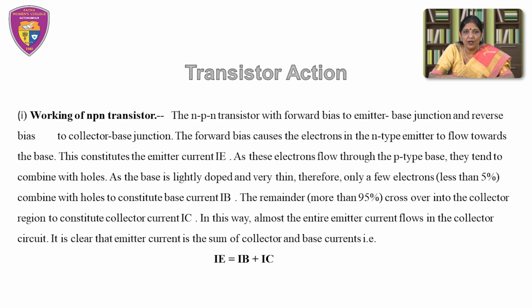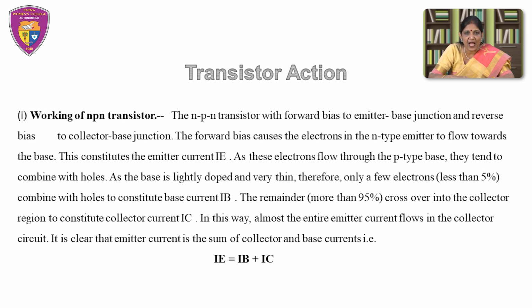So, working of an NPN transistor. The NPN transistor has forward bias to the emitter-base junction and reverse bias to the collector-base junction. The forward bias causes the electrons in the N-type emitter to flow towards the base. This constitutes the emitter current IE. As these electrons flow through the P-type base, they tend to combine with holes.